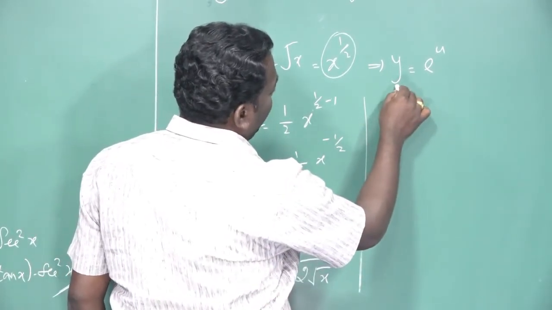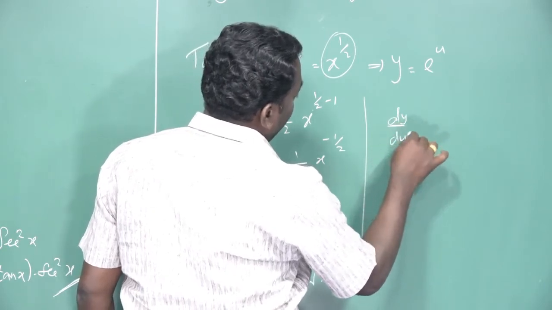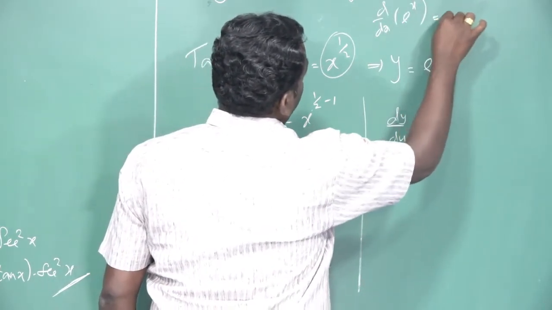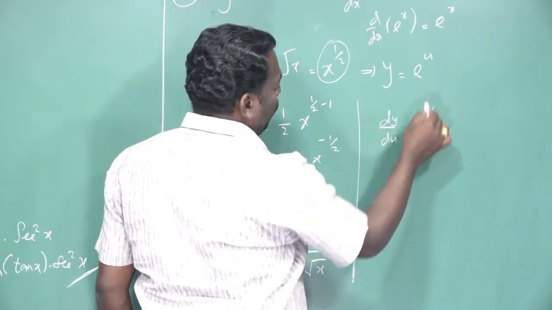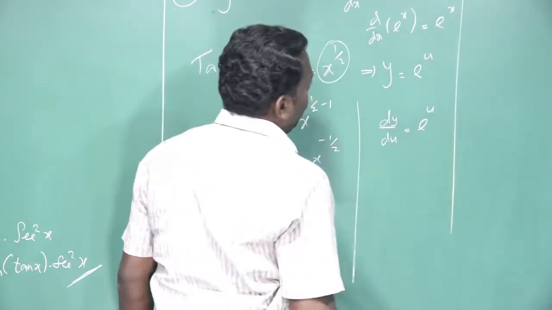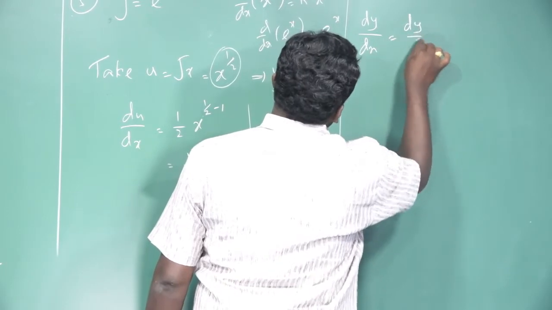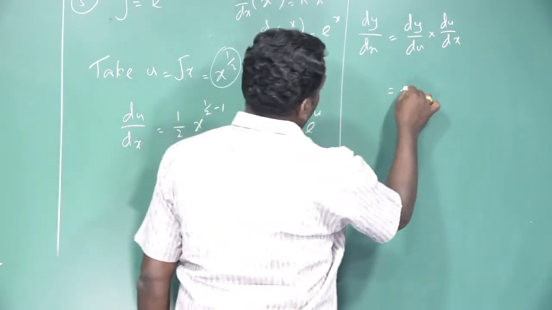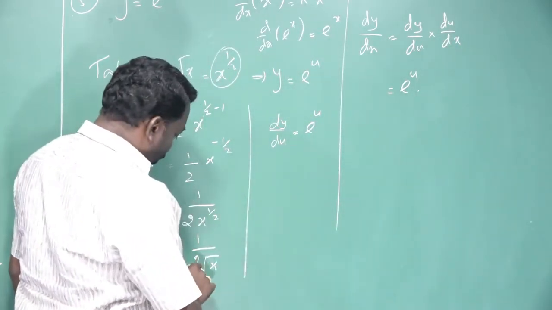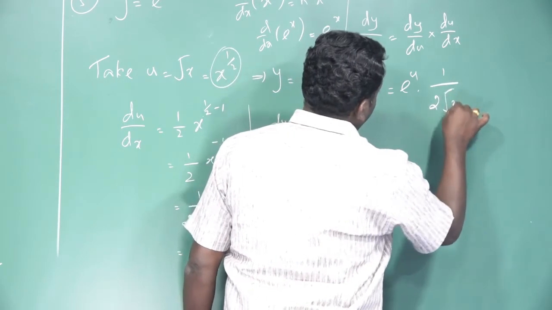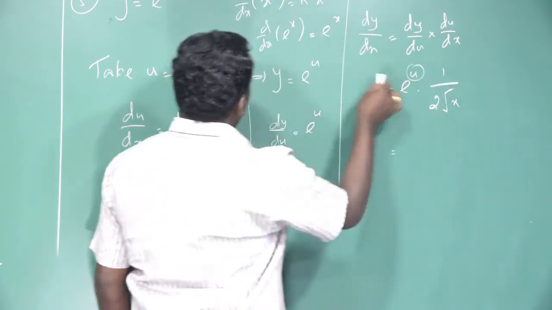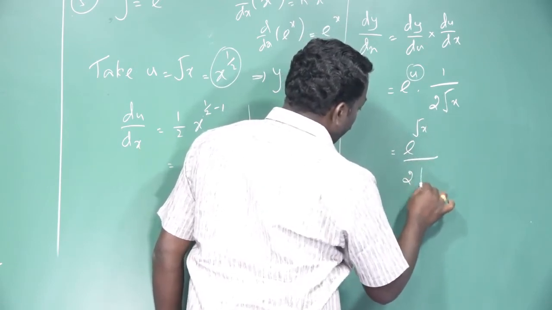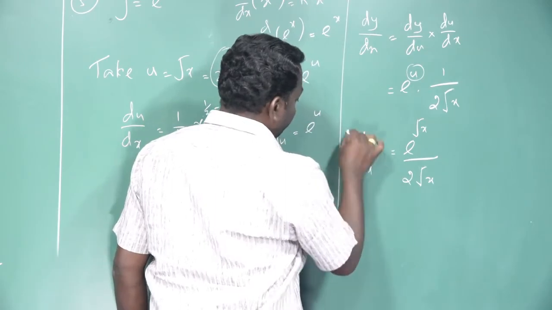Now differentiate the second term, y equals e power u. dy by du equals e power u, which stays the same. You know the formula d by dx of e power x equals e power x. Therefore the derivative of e power u is e power u. Now applying the chain rule, dy by dx equals dy by du into du by dx. Now dy by du is e power u, and du by dx is 1 by 2 into root of x. Applying the u value we considered, u equals root of x, therefore e power root of x by 2 into root x is the derivative dy by dx. That is the final simplification.